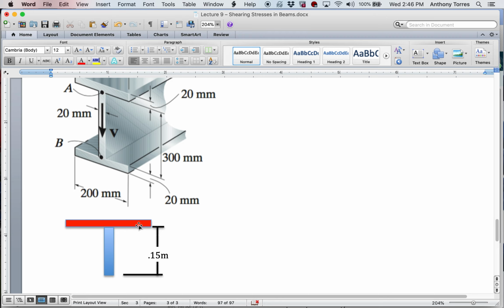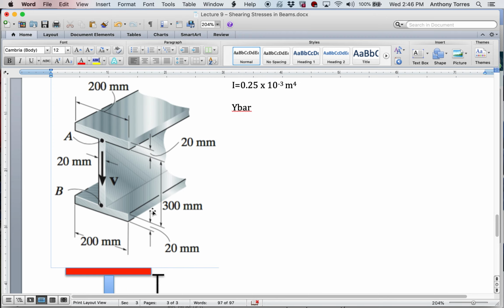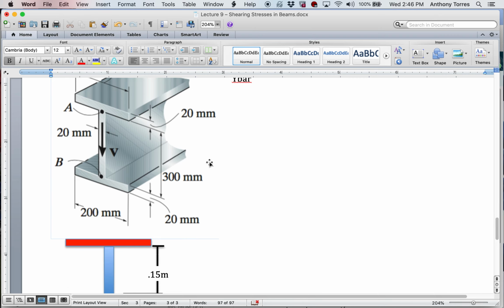So the first thing to do, like the last problem, is we need to figure out the overall moment of inertia of this entire thing. I know the last problem was a little bit of a grind, so I just gave it to you. Here's I of this little shape. It's 0.25 times 10 to the negative third meters to the fourth. Cool? So now I need to get y bar.